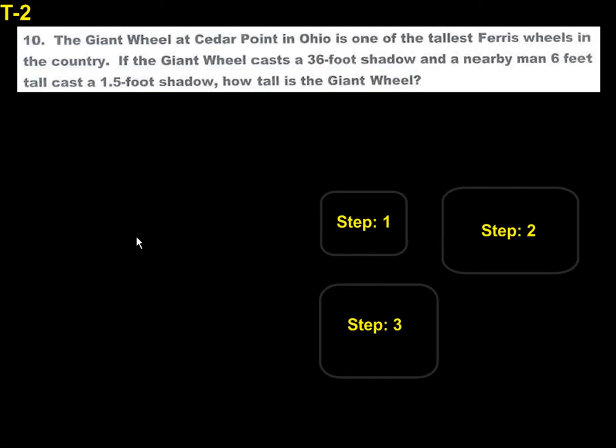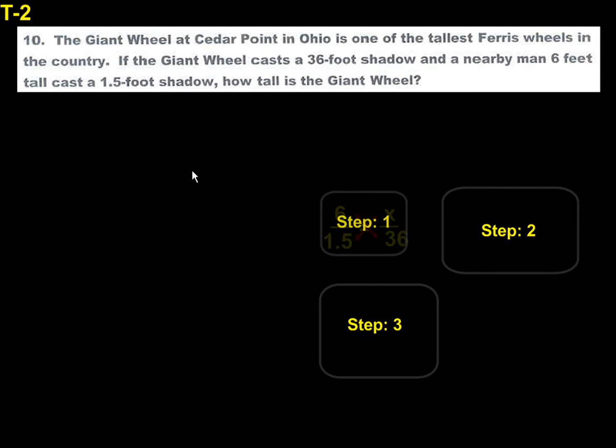Number 10. The giant wheel at Cedar Point in Ohio is one of the tallest Ferris wheels in the country. If the giant wheel casts a 36-foot shadow and a nearby man 6 feet tall casts a 1.5-foot shadow, how tall is the giant wheel? So we have two measurements for the man. We have one measurement for the giant wheel, and we have one unknown for the giant wheel.